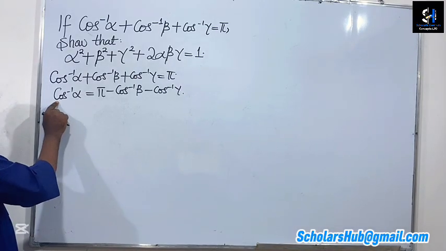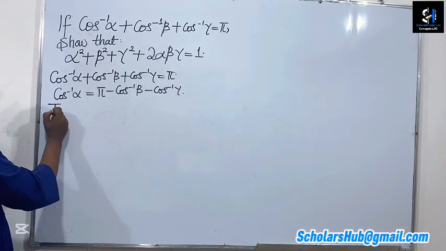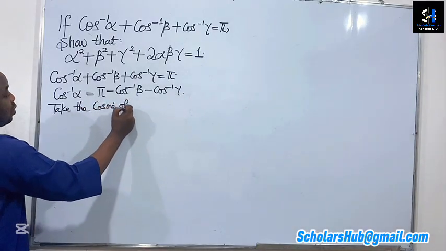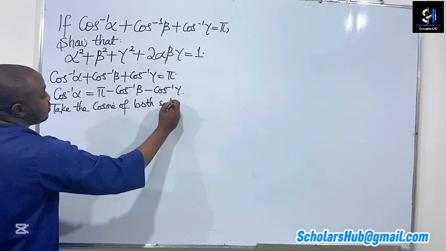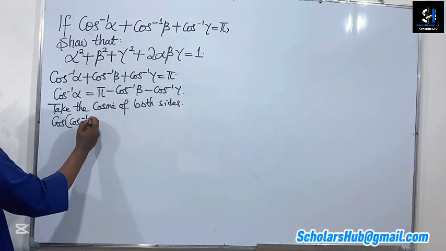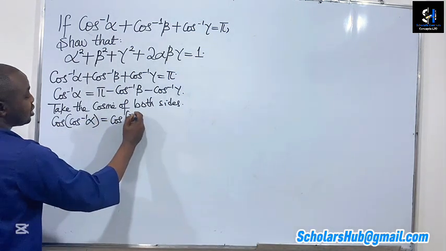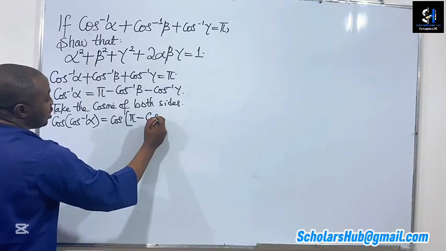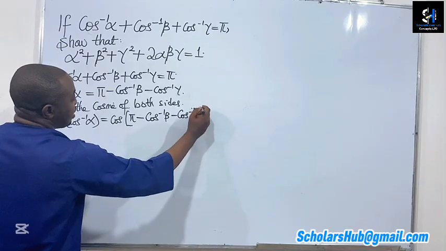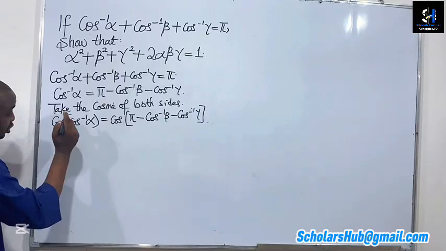Now to get rid of this inverse cos, I can take the cosine of both sides. Take the cosine of both sides. So this will be alpha equals cos, open square bracket, pi minus inverse cos of beta minus inverse cos of gamma. Now, in this case, cos of inverse cos will be 1.